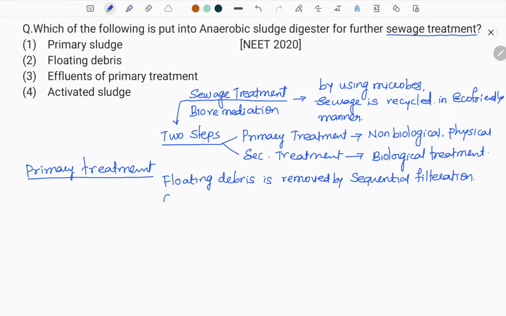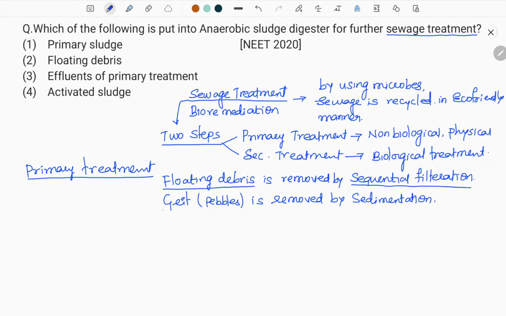And grit includes small pebbles or small insoluble substances. This grit is separated by sedimentation. The keywords are here. You should remember: floating debris is removed by sequential filtration. Grit is removed by sedimentation.